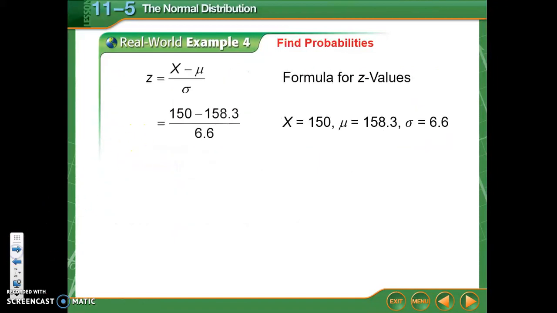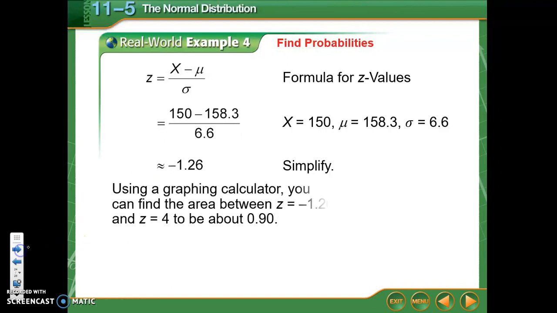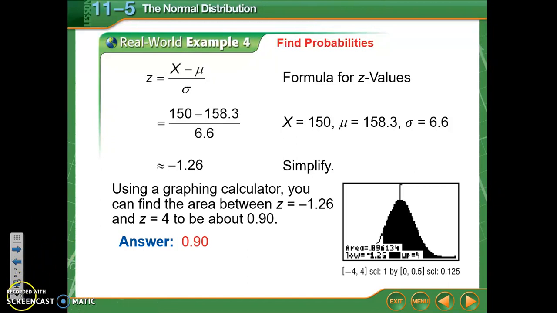So I use my formula. And when I simplify, I get a z-value of -1.26. So that means that my cholesterol level 150 is -1.26 standard deviations away from the mean. So it's 1.26 standard deviations below the mean. And then we're going to use a graphing calculator to get the area under the curve. I'm going to show you that real quick.